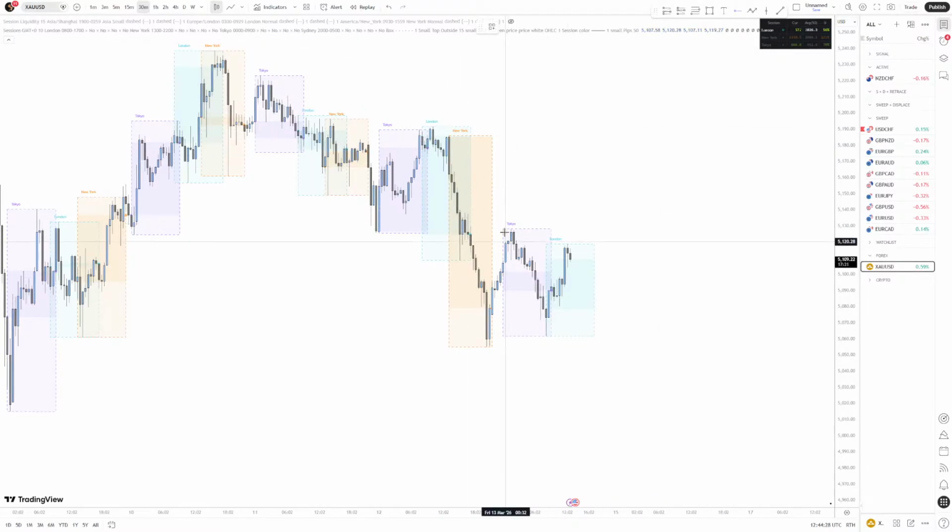Asia session has this range. That's the high of the Asia session. That's the low of the Asia session. London has stayed within that range. So Asia range, London range was in that. So what I would wait for is for New York session, which is this orange box.